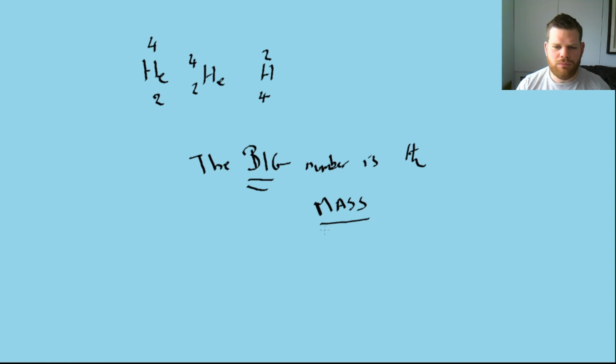So, if you're ever thinking about which number's which, the big number is always going to be the mass number. And sometimes in a question, they might swap it round just to see if they can catch you out. It's not great, I know, but it's just something to be aware of. So that big number is the mass number.